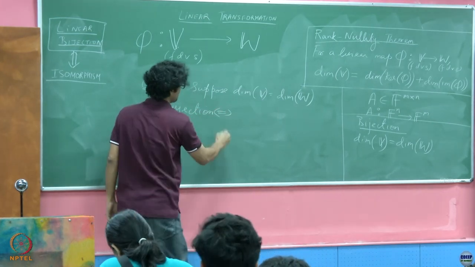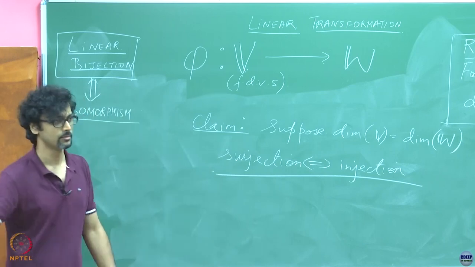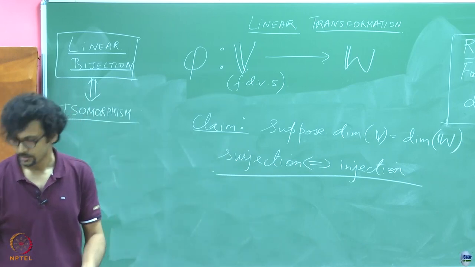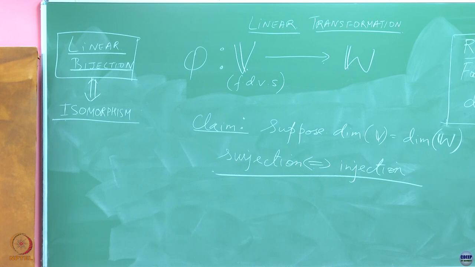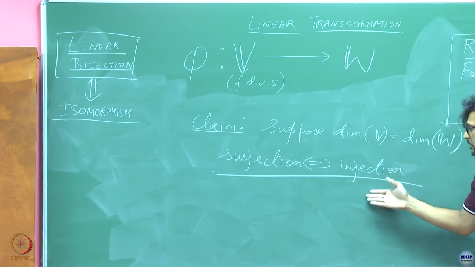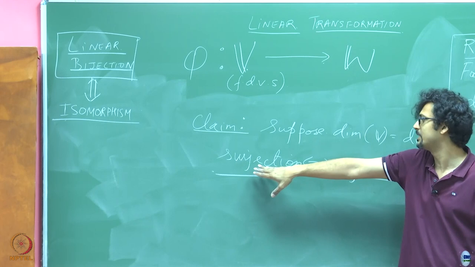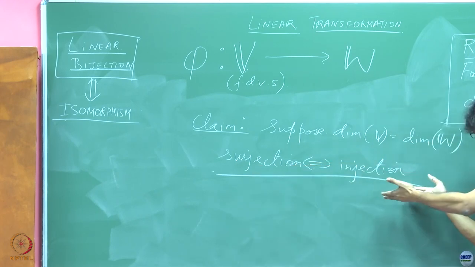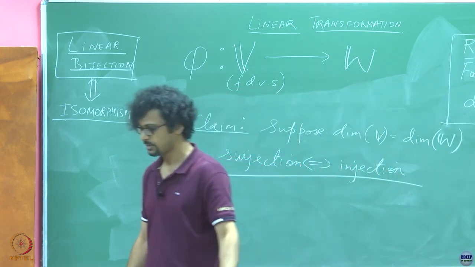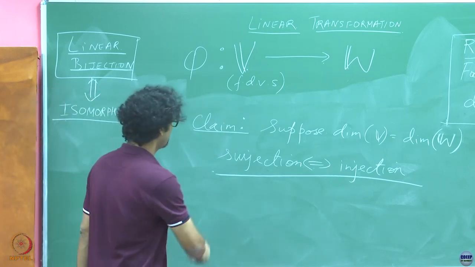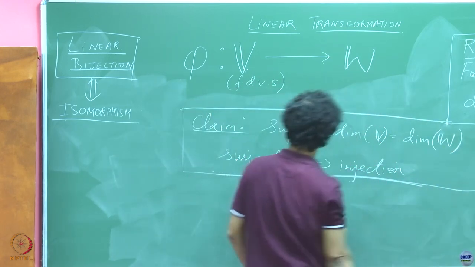surjection implies injection and the other way around. In other words, when you know a priori that the dimensions of the two vector spaces V and W are the same, if you manage to show that a particular mapping is an injection or a one-to-one mapping, you don't need to separately prove that it's onto. And the same way, if it's easy to show that it's an onto mapping, you don't need to separately prove that it's an injection, it automatically follows, right? So just verifying one property brings the other property as a guarantee, right?